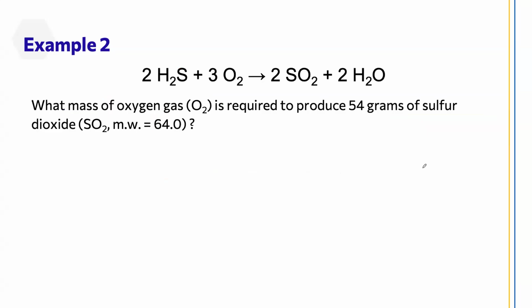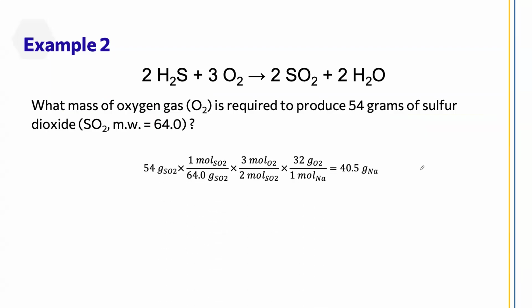Let's look at a different example. Pause for a moment to see if you can solve this problem. I start with 54 grams of SO2 because that's what's given in the problem. And it's asking for the mass of oxygen. So I divide by the molar mass of SO2 so that the units can cancel out. I multiply by the mole ratio.